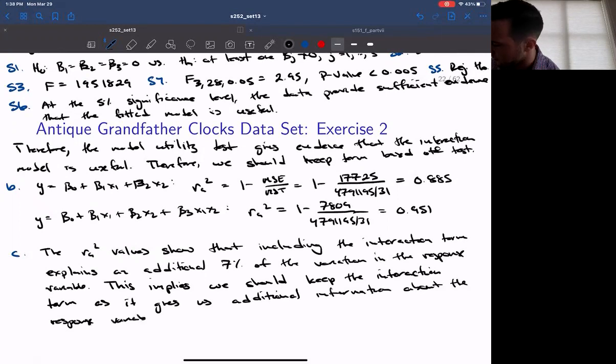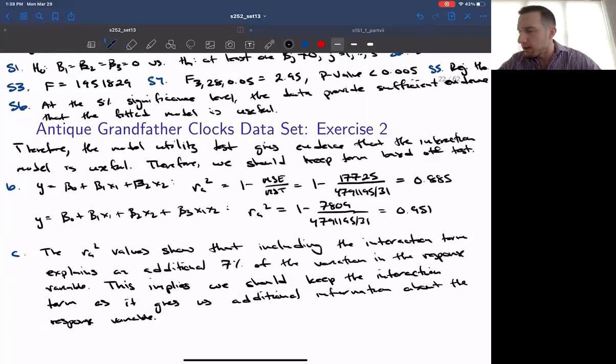Now, the only issue with this is that you have to ask yourself, how much is enough? So in this case, we're gaining 7%. Some people might argue that an addition of like 10% would be the cutoff. If you're going to include a term like an interaction term that's going to convolute the interpretation of the model, you should try and get a significant amount of information explained by that model. So in this case, we're basically saying you can gain 7% of the variation about Y. So you can go from 88.5 to around 95%.